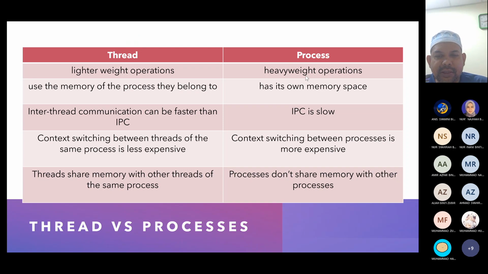Okay, so untuk proses kita ada IPC kan, Inter-Process Communication. So untuk thread inter-thread communication pun ada, tapi dia lebih laju daripada IPC. Alright, so IPC ni normal lah. So inter-thread lagi laju, okay. Untuk proses context switching between process is more expensive. So context switching between threads of the process is less expensive. So threads share memory with other threads of the same process, but process don't share memory with other processes. Okay, clear?